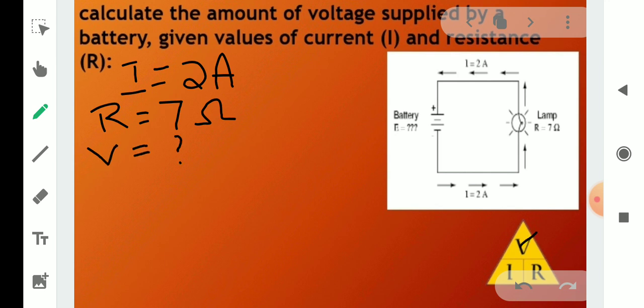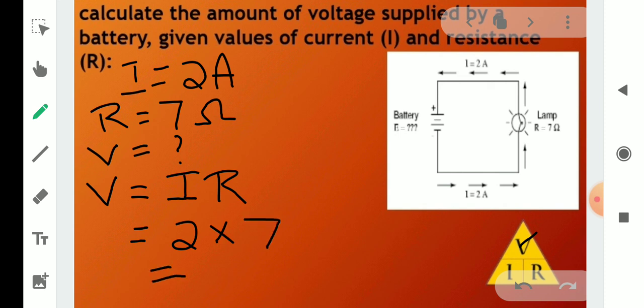So if you just eliminate voltage here, what is remaining? The equation becomes V equal to IR. Yeah, V equal to IR. So substitute I, 2 ampere, into resistance, which is 7. Therefore, voltage is 7 twos are 14. So voltage V is equal to 14. What is the unit? You have to always write the unit. Therefore, it is volt. So the voltage provided by this battery is equal to 14 volt.